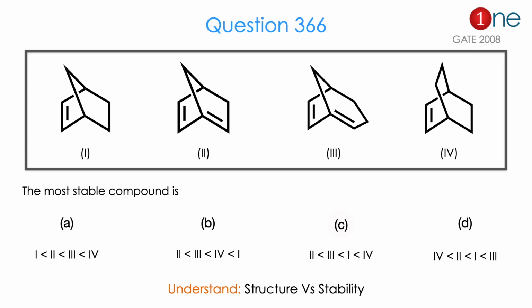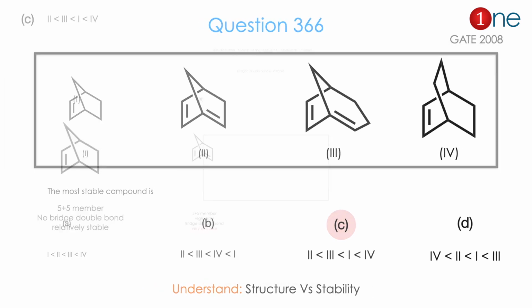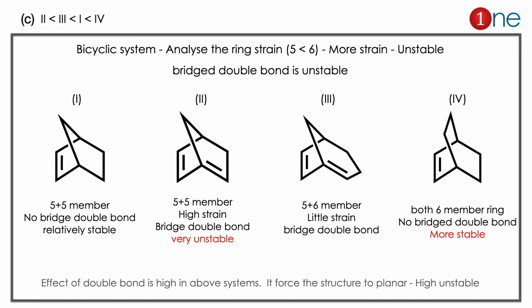So from the question of bicyclic system and its stability, you might realize the question is really about structure versus stability. The answer is C. Let us see how. Here, before we get into that, we have to know that stability is dictated by two factors. One is strain, one is bridged double bond. If the system has more strain, it will be unstable because it won't hold the position. If the bridged double bond is also there, it is forced to be planar, so it will also be unstable. So we analyze these facts between these four structures.